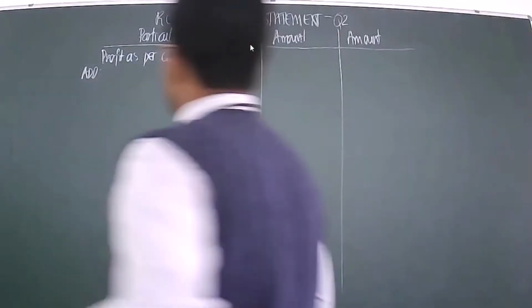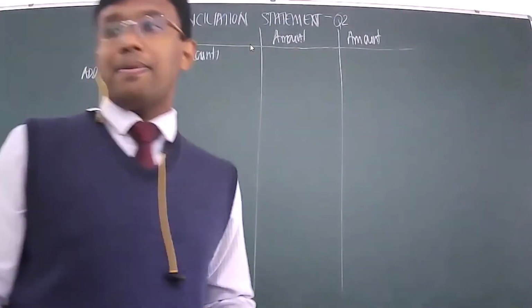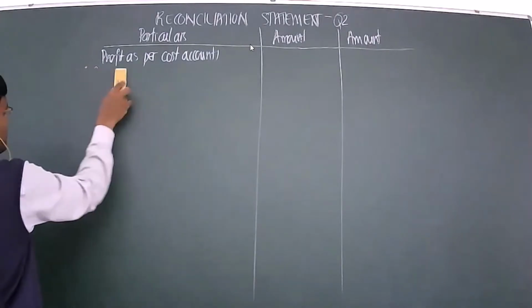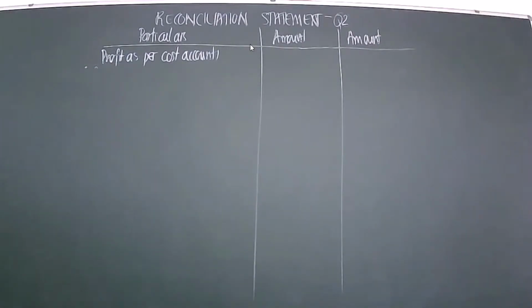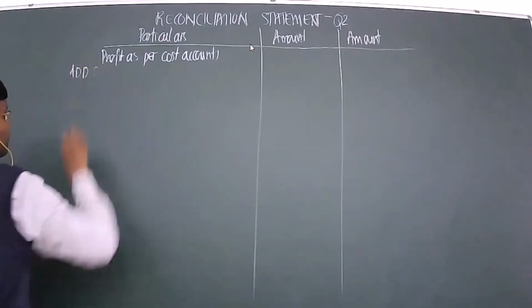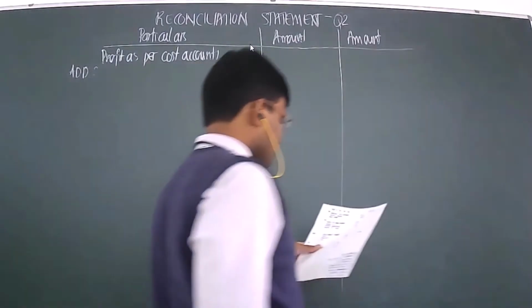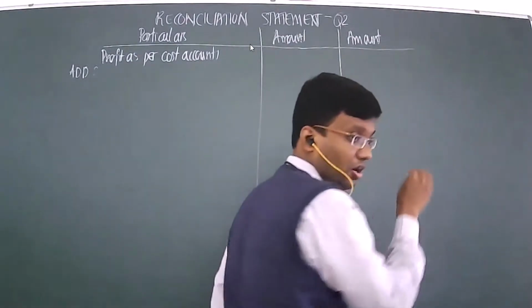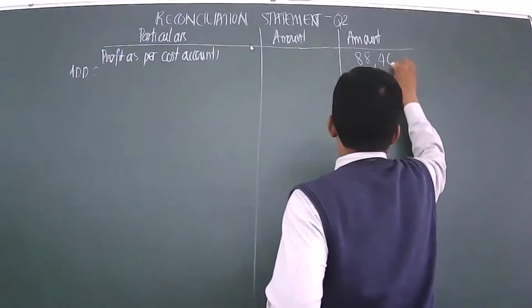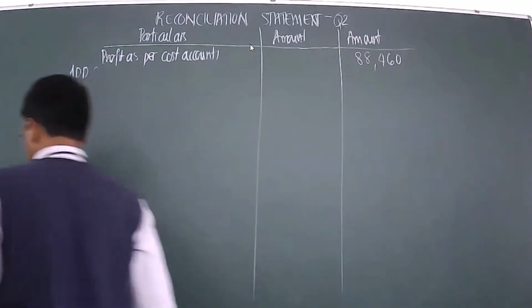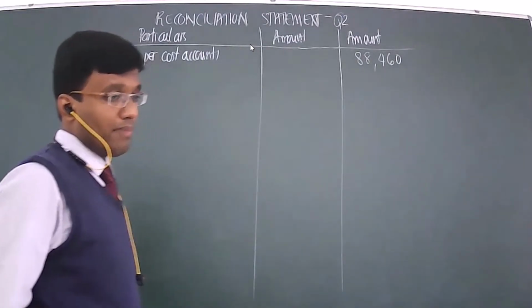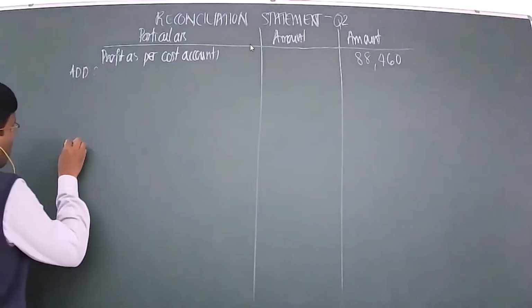I've got the format prepared, and as we are already familiar with the format, we will be starting off with profit as per cost accounts, and then we will have to estimate the profit as per financial accounts. So let us start off with profit as per cost accounts. The amount would be 88,460. And now let's go with the items one by one.